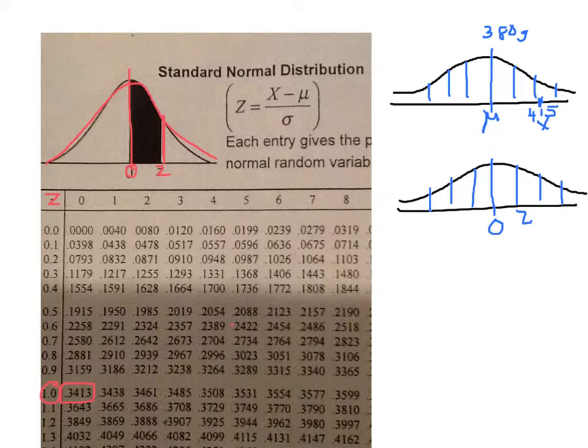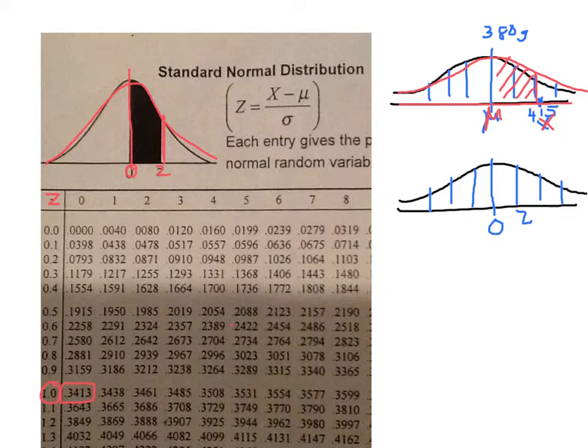Now at the top here, this little diagram is how we normally draw our diagrams, isn't it? We have the mean in the middle, and then we have some other value, we call that the X value, that we want to find the probability for, perhaps 415 grams from 380 grams.